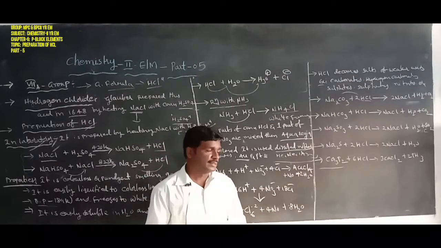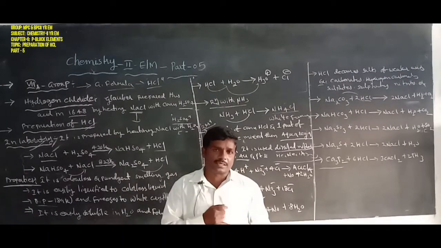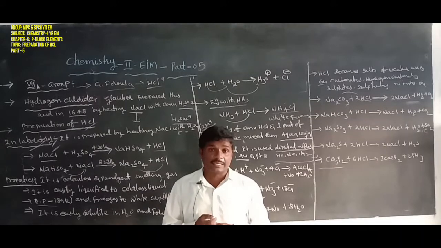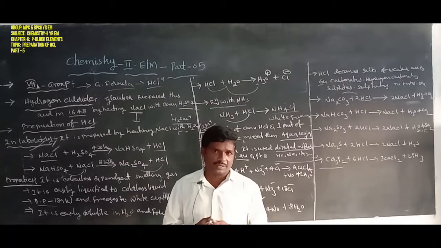Next, another one, hydrochloric acid is used for the manufacture of medicine. It is used as a reagent in the laboratory. That is the uses of hydrochloric acid.